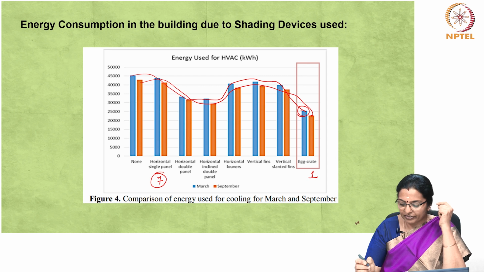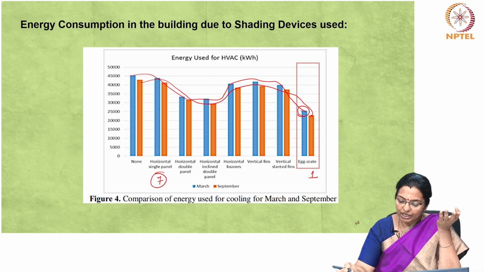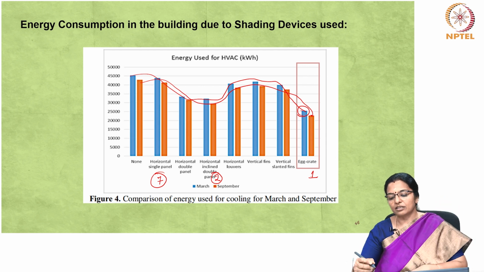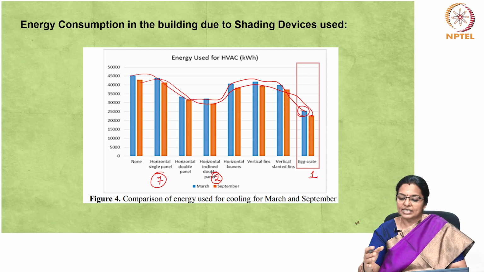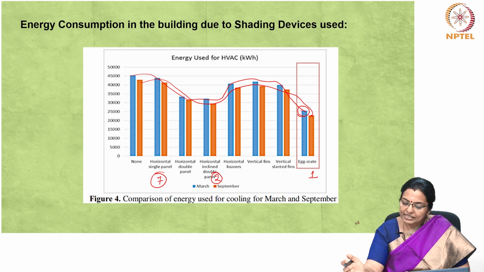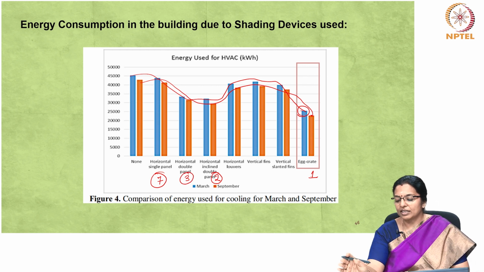This is least effective in both March and September, and after egg crate, horizontal inclined double panel is most effective in reducing energy use for March as well as September. The horizontal inclined double panel and horizontal double panel perform more or less similar with very little difference.